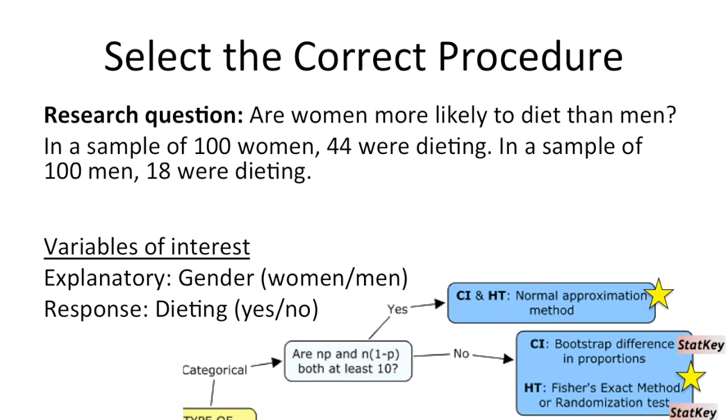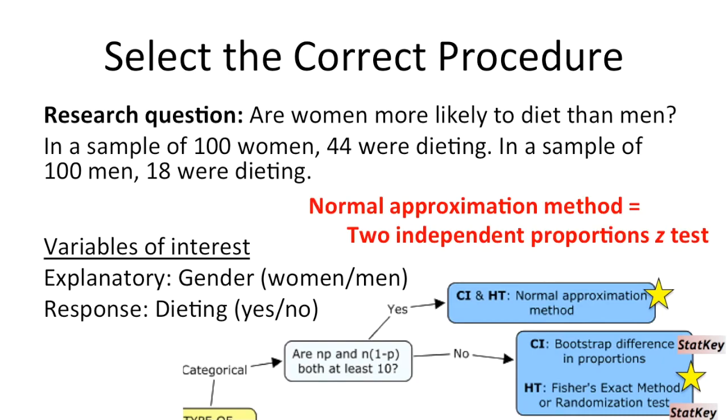Now we can look at the sample of men. Out of 100, 18 were dieting, so n times p equals 18. N times 1 minus p will be equal to 100 minus 18, which equals 82. So 18 and 82 are both at least 10. This assumption has been met, so we're going to take the top branch of our flowchart. We are going to use the normal approximation method. This is also known as a two independent proportions z-test, and we can do this using Minitab Express.